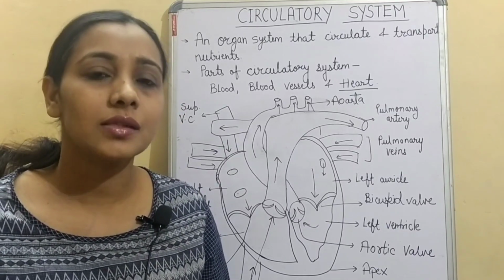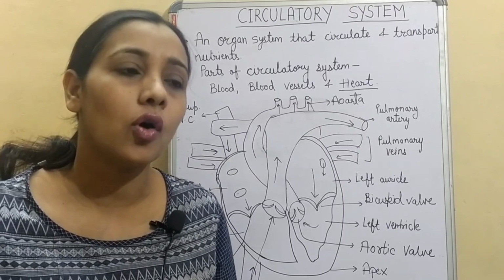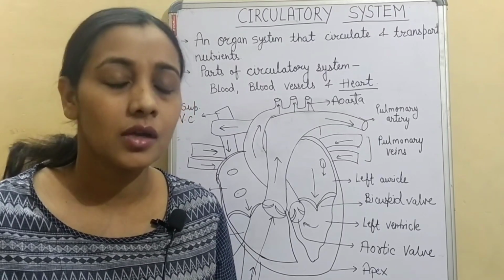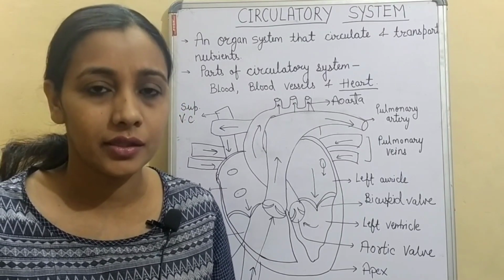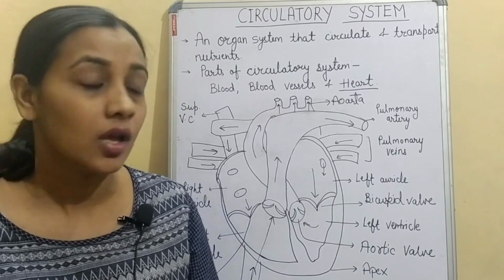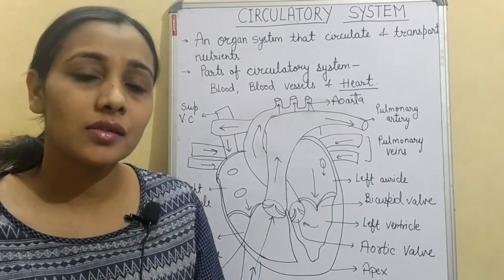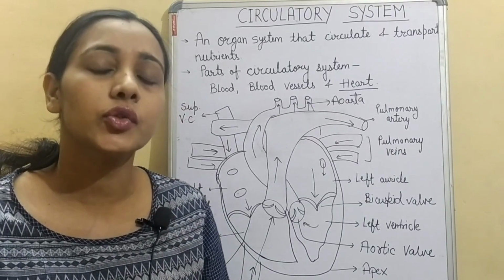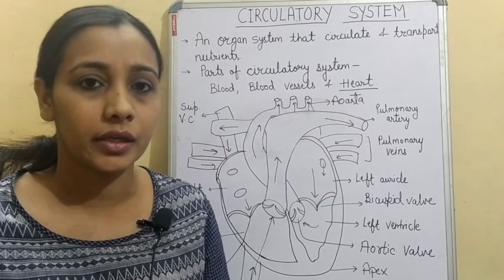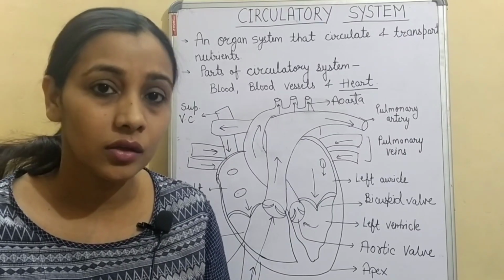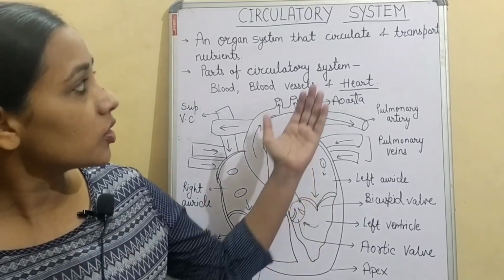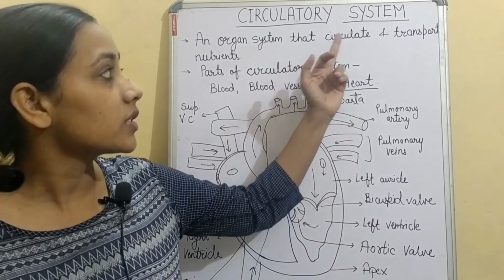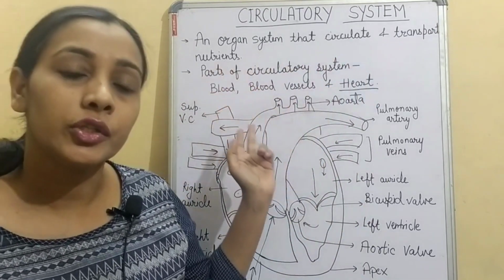System means it is made up of two or more organs that work simultaneously to perform a specific function. So similarly, circulatory system is also a system because more than two organs are involved in it to perform a particular function. Now what is the function of circulatory system? To circulate and transport nutrients.